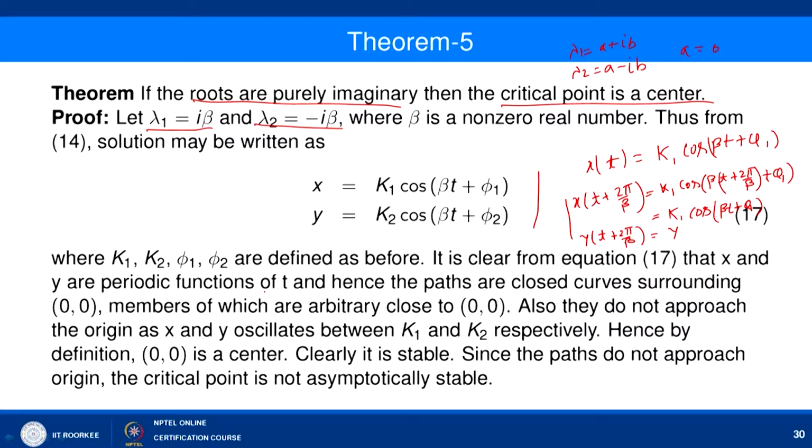So, we simply say that from this equation number 17 we can conclude that x and y are periodic functions of t, and hence the paths are closed curves surrounding (0,0) here. So, one thing is very much clear here that (0,0) is a critical point and the solutions form a closed orbit here, that we have already discussed, that if they are periodic they correspond to an orbit which is closed here.